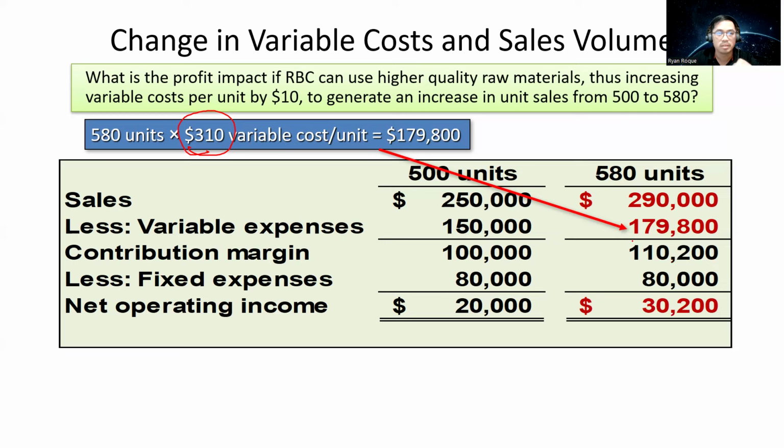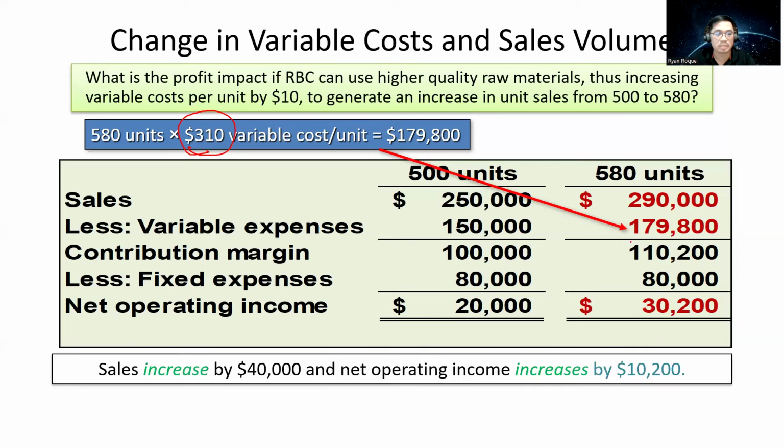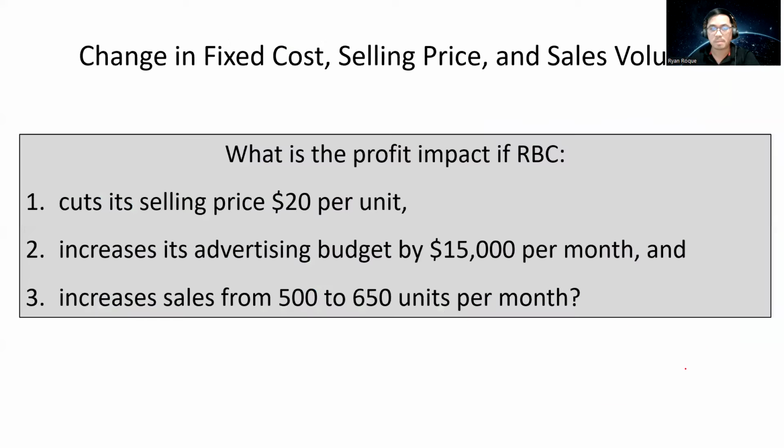If you look at the situation, it's good that you purchase materials with higher quality because that would give you an increase in sales of 40,000, and ultimately that would give you an increase in your operating income of $10,200.